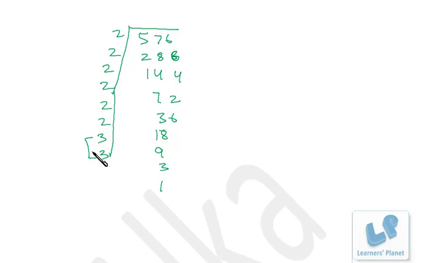Now we have one pair of 3, one pair of 2, one pair of 2, one pair of 2. That means we have even number of pairs of every number, right? So what is happening over here? It's 2, 2, 2, 3, right? That means 576 is a perfect square number, right? We are not left with any number over here. Okay. Now next is, suppose I have 2500.